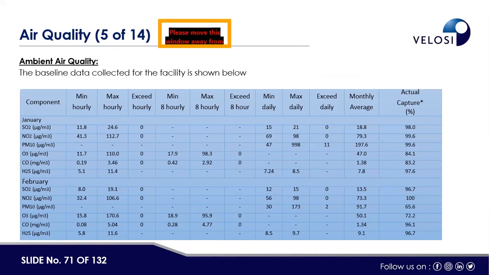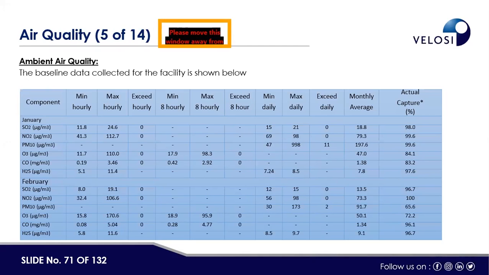Particulate matter 10, there are different kinds of particulate matter. It can be particulate matter 10, it can be TSP, total suspended particulate matter, and there are different sizes of particulate matter as well. But normally, the standard in UAE is particulate matter 10 and TSP. So the data provided by the company or the client is PM10, then ozone, carbon monoxide, and H2S.